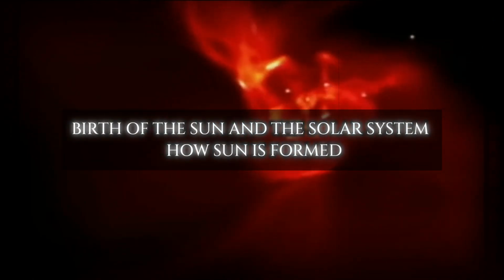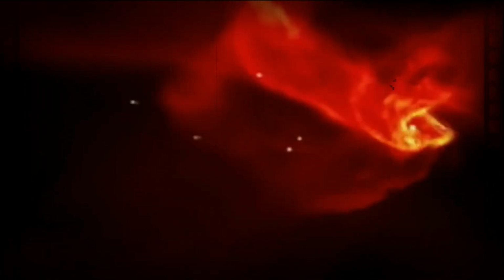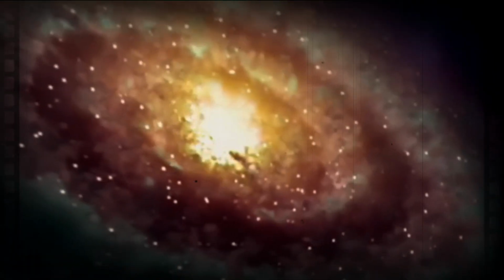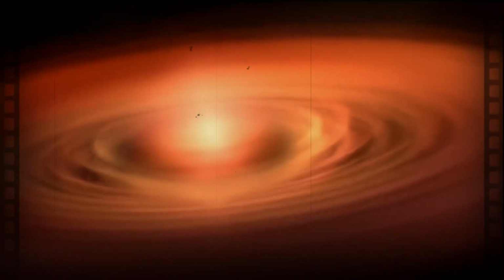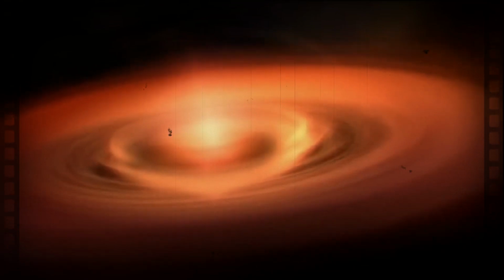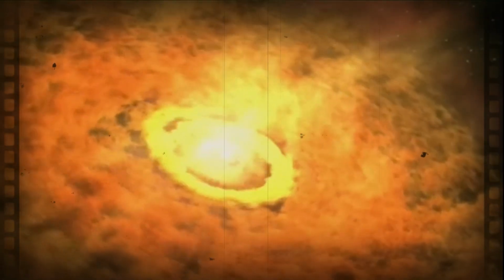Birth of the Sun and the solar system, how the Sun is formed. The clouds of gas and material that orbit new stars are the source of planet formation. The conditions were ideal for the formation of Earth and the other planets in our solar system billions of years ago. The solar system in which we reside is composed of a medium-sized star, the Sun, and 8 planets that orbit it. There are 2 distinct categories of planets.